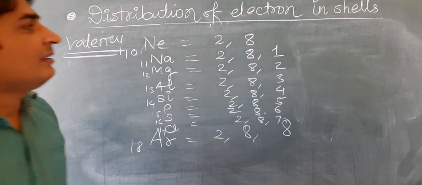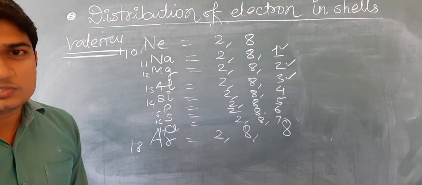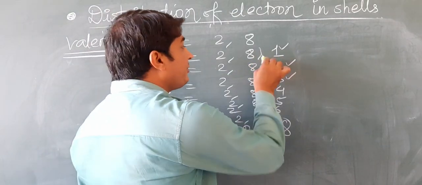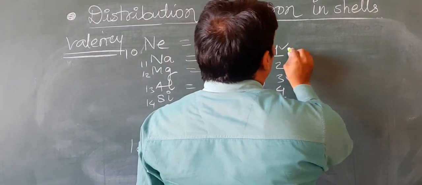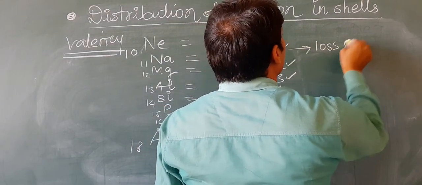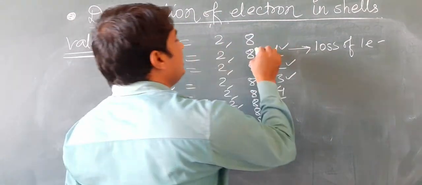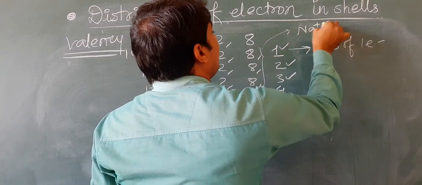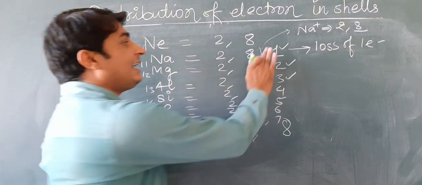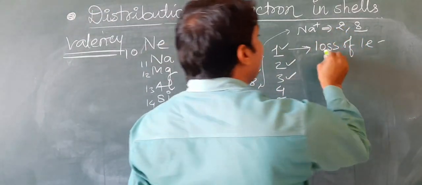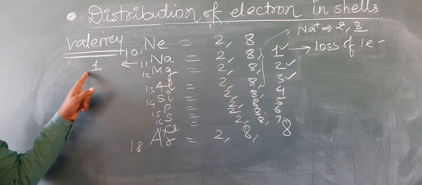If there are 1, 2 or 3 electrons in the outermost shell, generally, and the previous shell is completely filled, then it generally loses 1 electron. 1 electron is lost, so Na converts into Na+. Na+ has the electronic configuration 2,8. So one electron is lost. One is the combining capacity of sodium.